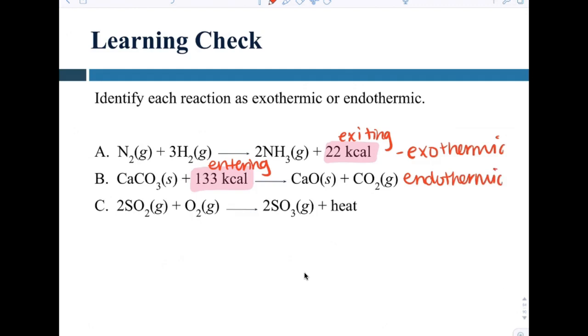Now I can give you a number, or I can just say heat. Check out this one. Heat is on the product side, so it is exiting, so this is exothermic. You don't have to worry about any math for this. You do have math for heat. You can do that. But I'm not going to have you do that for these types of reactions.